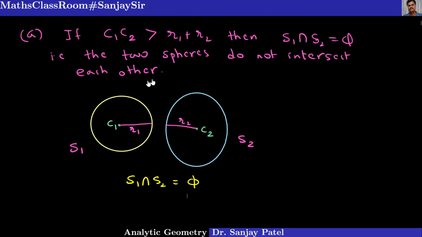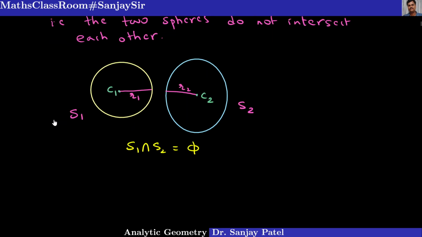So after finding C1, C2 and the radii, just check this condition: the distance between the centers is greater than the sum of the two radii R1 and R2 or not.